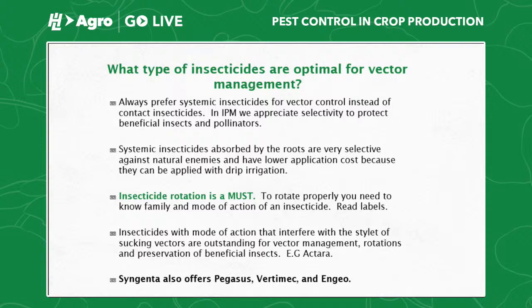Insecticides with a mode of action that interferes with the stylet of sucking vectors are outstanding for vector management, rotation, and preservation of beneficial insects. For example, it's not Diptera, it's pymetrozine. There's a mistake here. I'm sure that you don't have it in Jamaica probably, but the molecule I'm talking about, the active ingredient, is pymetrozine. It's not Diptera. There's a mistake on the slide.